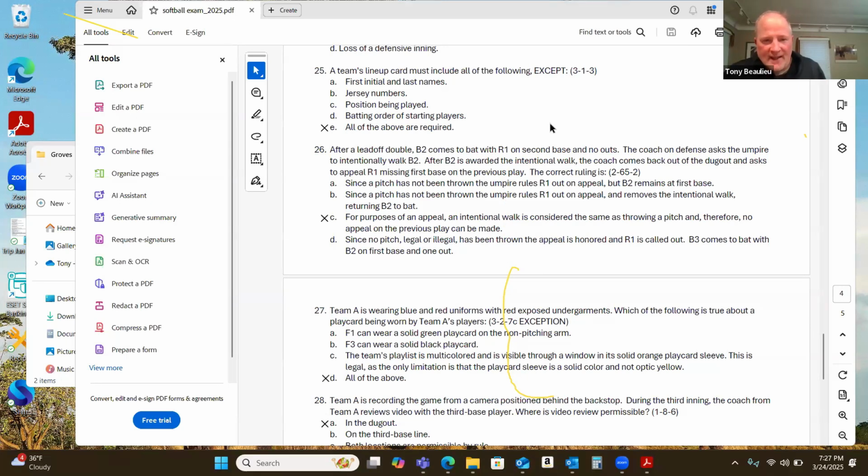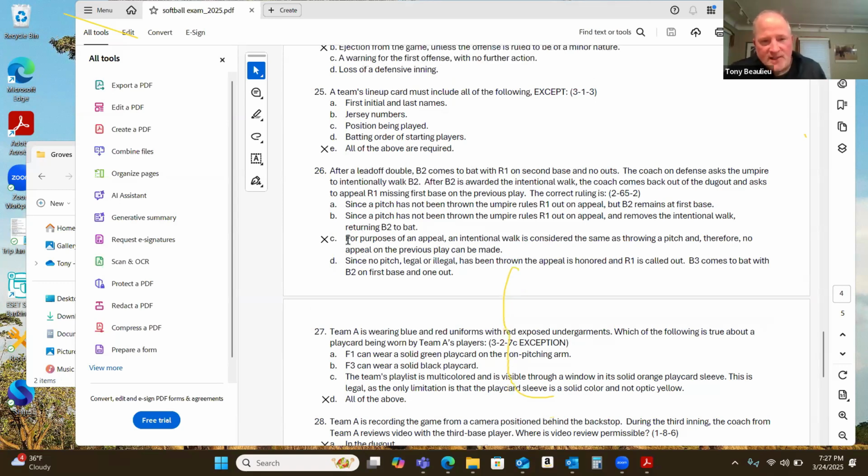The correct ruling is, and I wish this was a poll question, but the answer is C. For the purposes of an appeal, an intentional walk is considered the same thing as throwing a pitch, and therefore no appeal on the previous play can be made. So they'd say, wait a second, nobody pitched, and you say, coach, basically it's 4 pitches for an intentional walk, and that's what's recorded in my mind, even though no pitches were thrown, because it's ball 4.